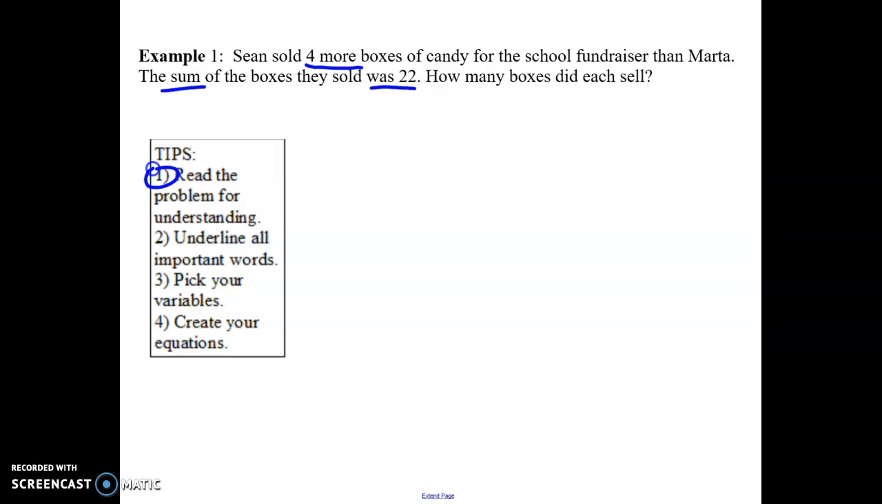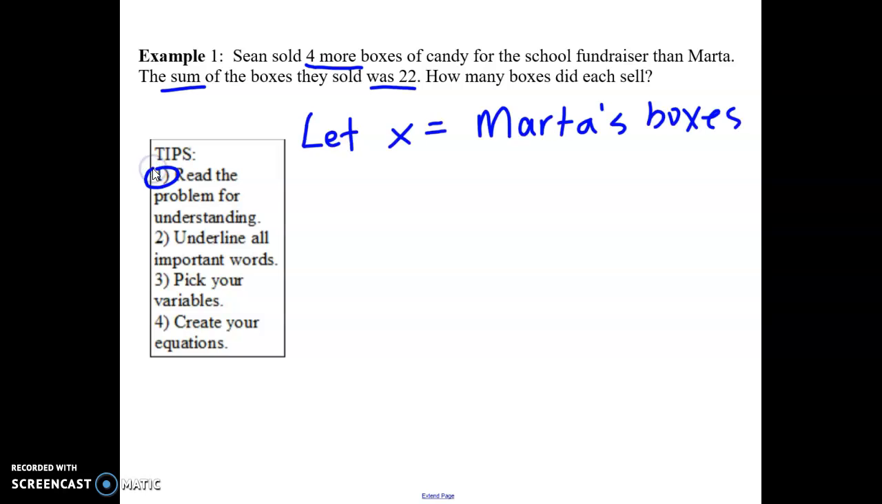Then we have to pick our variables. So let's say x. Okay, what should we let x equal? Okay, so if x is Marta's boxes, then we can say that Sean's would be x plus 4. Because if Marta's boxes represents x and then Sean sold 4 more, then Sean is at x plus 4. So now how do we do this next part where the sum was 22?